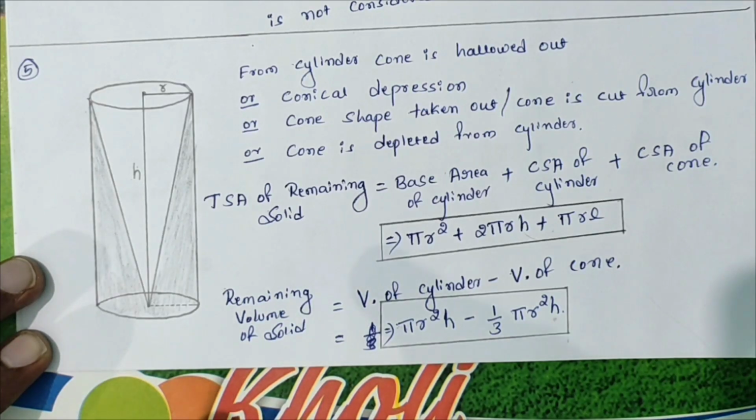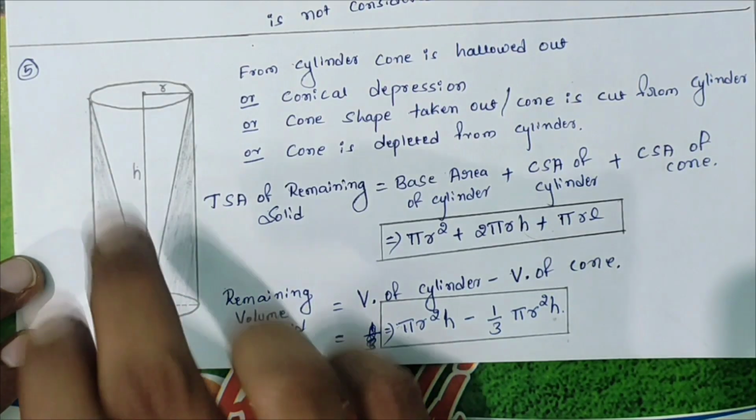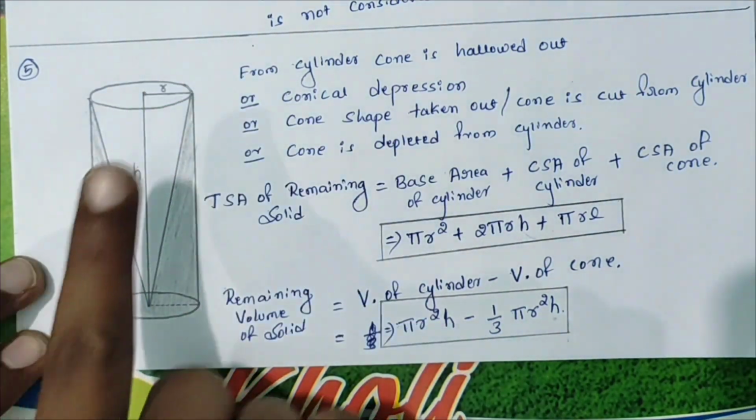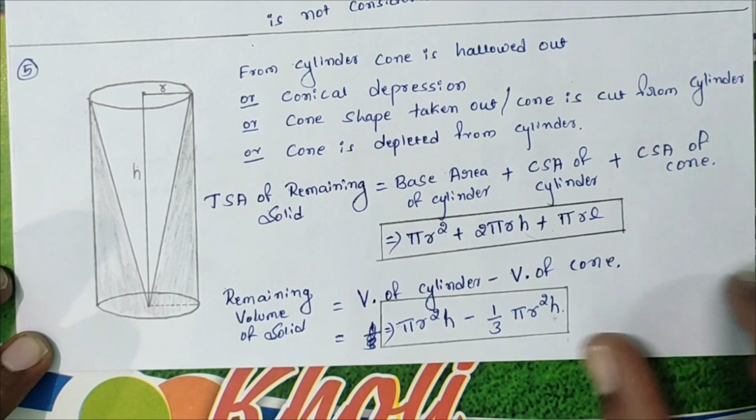To find the remaining volume, that is very simple: take the volume of the cylinder, and from that we have to subtract the volume of the cone.